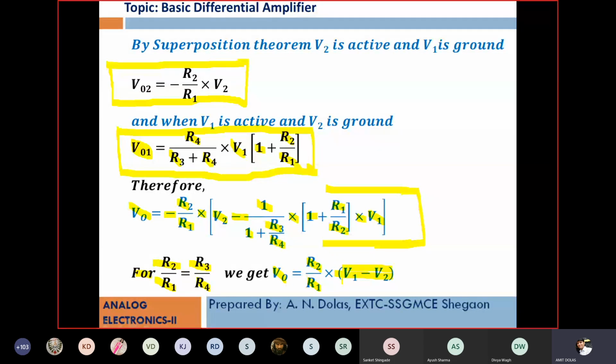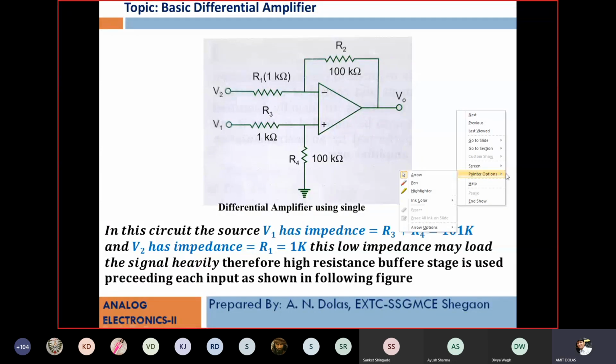So you can see the difference between the two inputs, that is V1 and V2, is amplified by gain R2 by R1. So this is done with the basic instrumentation amplifier, but there is a drawback. Gain is limited to what? R2 and R1. If you want a very huge gain, then with only two values of resistances it is not possible. That is the first thing. Later on, we will come back to the circuit.